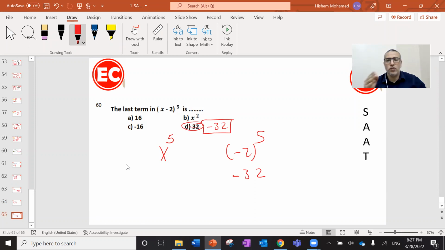This is what you need to know about the binomial expansion: how to find the number of terms, how to expand bracket to the power of 2 and bracket to the power of 3, how to find the first term, and how to find the last term.